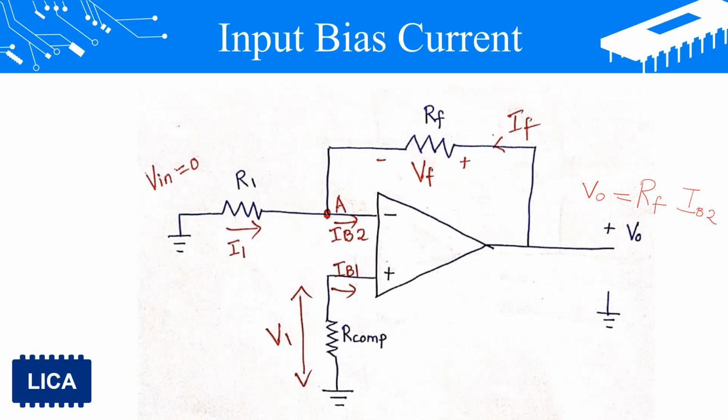Here I am considering IB plus as IB1 and IB negative as IB2. Kindly note that instead of IB positive, I'm taking IB1, and instead of IB negative, I'm taking IB2. This is our choice; whatever the variable, we can consider. Throughout this derivation, I am going to write it like this only: instead of IB positive, IB1; instead of IB negative, IB2; and IB.